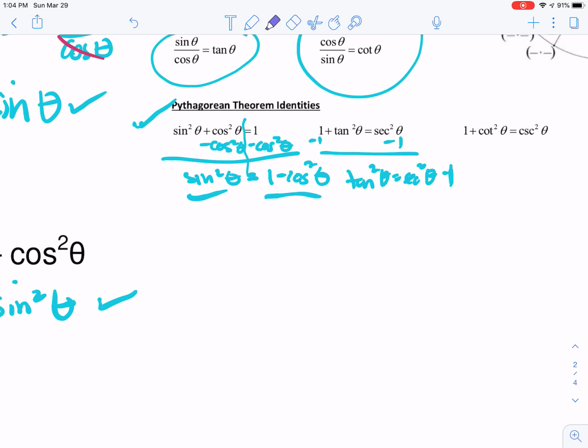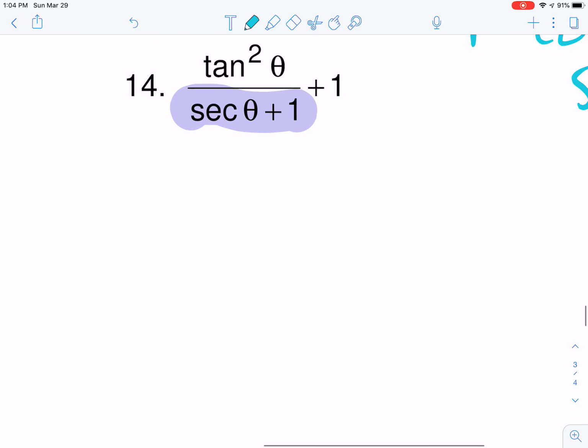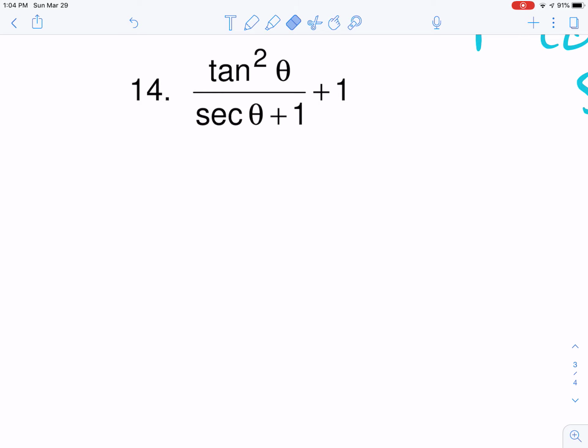Okay, tangent squared. Well, look, we figured out that tangent squared equals secant squared minus 1. I like that because it involves secant, and that's what I saw already on the problem. So maybe something will happen. So I'm going to rewrite my tangent squared as secant squared theta minus 1 over secant theta, sorry, secant theta plus 1. And there's a plus 1 out there.